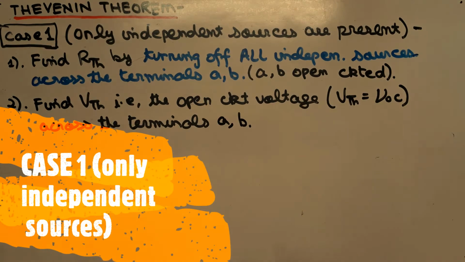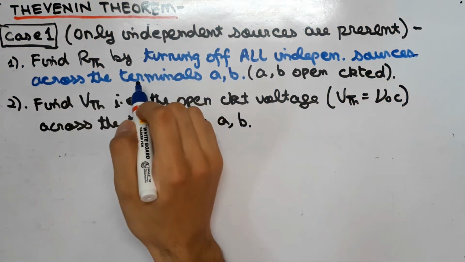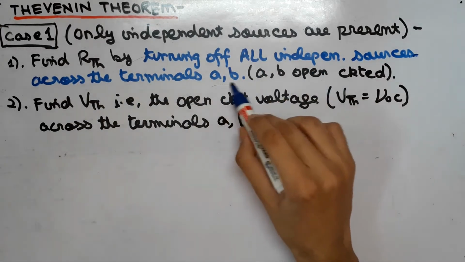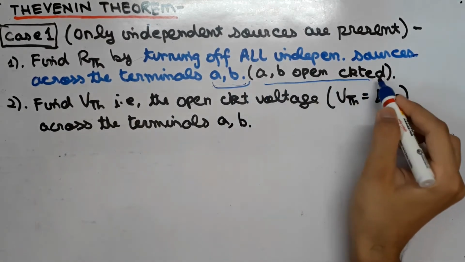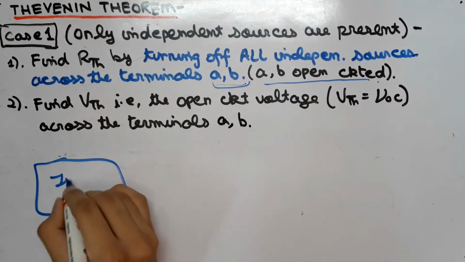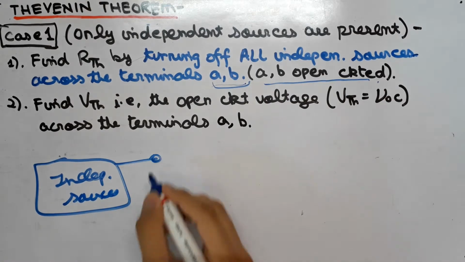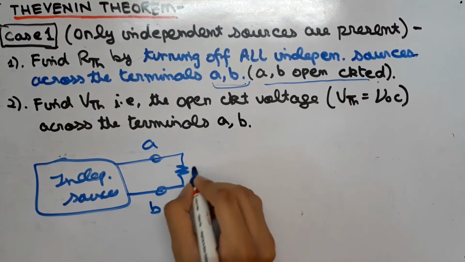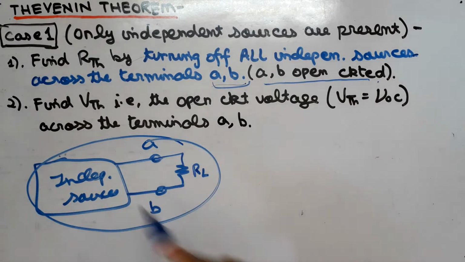Now in case 1, where we have only the independent sources, first we will find the value of RTH. That is by turning off all the independent sources across the terminals AB, and the right part of the AB terminals will be open circuited. That is, suppose we have a circuit like this which has only independent sources and has terminals A and B over here with, let's say, some resistance RL, that is the load resistance. Now we have to convert this into Thevenin form.